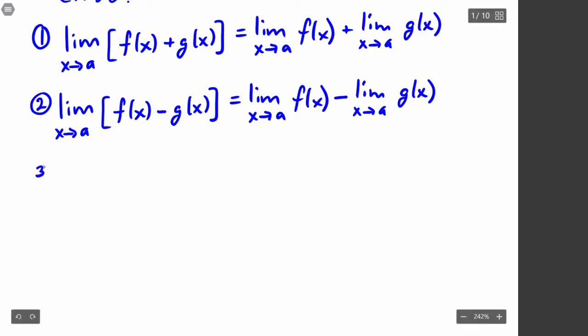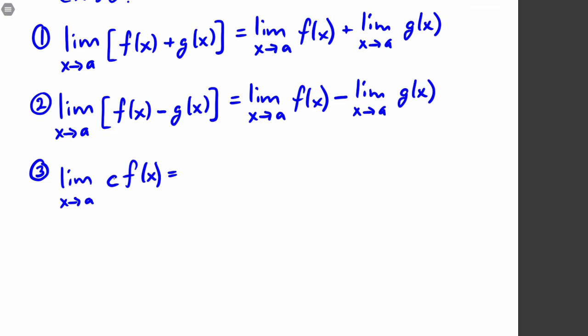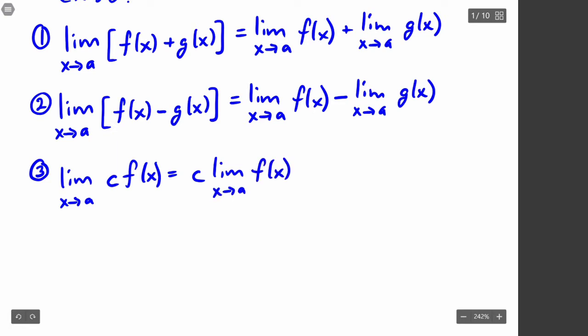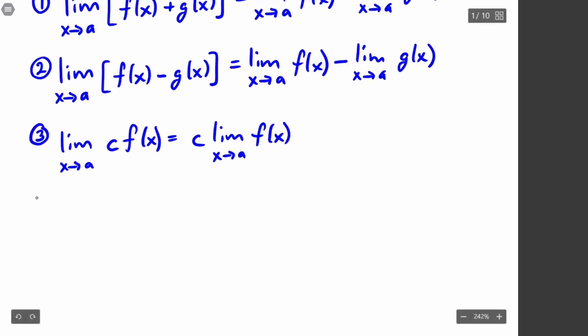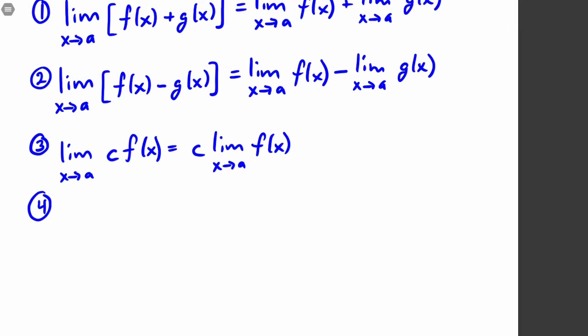Another limit law is that if we take the limit as x approaches a of a constant times a function, well then we can take this constant and pull it out of the limit. So in other words, if I want something like 10 times a function and then the limit, I can do the limit first, then multiply that by 10, and we're good to go.